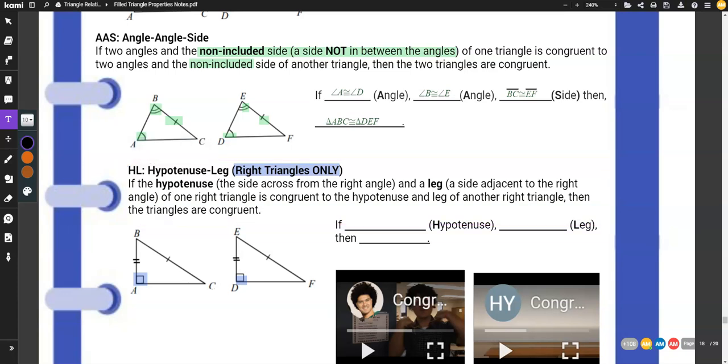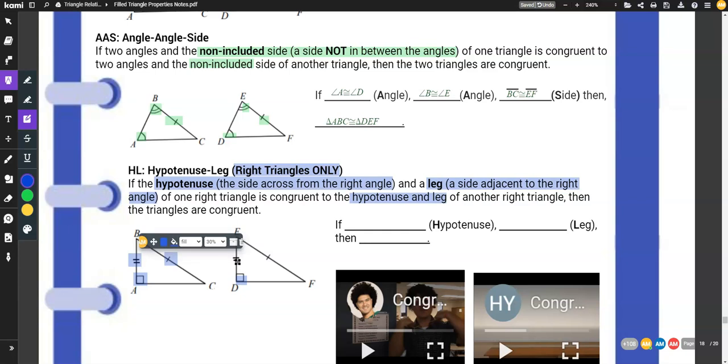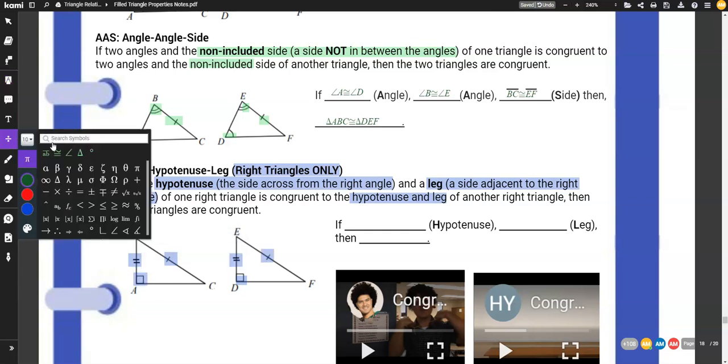So if the hypotenuse, which again, although we haven't really talked about it much, the hypotenuse is the side across from the right angle, and a leg, a side adjacent to the right angle, of one right triangle is congruent to the hypotenuse and leg of another right triangle, then the triangles are congruent by hypotenuse, leg. Hypotenuse, leg. All right.